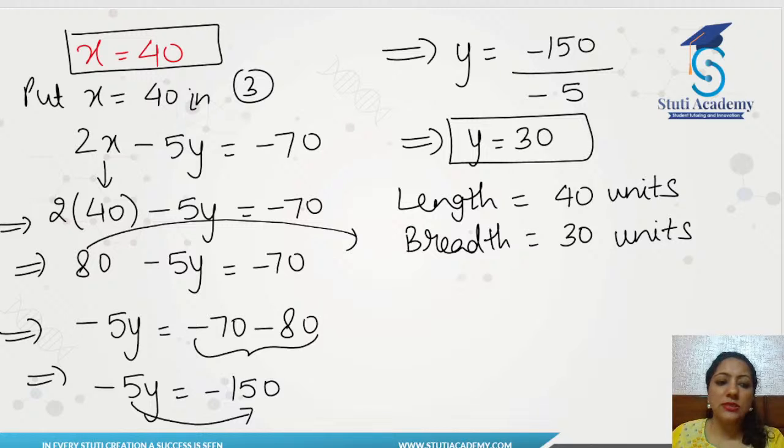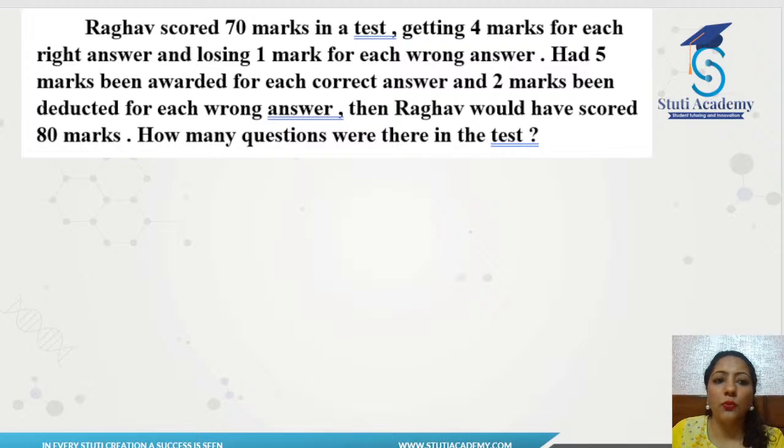I hope students this question is clear to you. Now let's discuss an interesting question here. A similar question we did in the previous class also. Raghav scored 70 marks in a test, getting 4 marks for each right answer and losing 1 mark for each wrong answer. Had 5 marks been awarded for each correct answer and 2 marks been deducted for each wrong answer, then Raghav would have scored 80 marks. How many questions were there in the test?